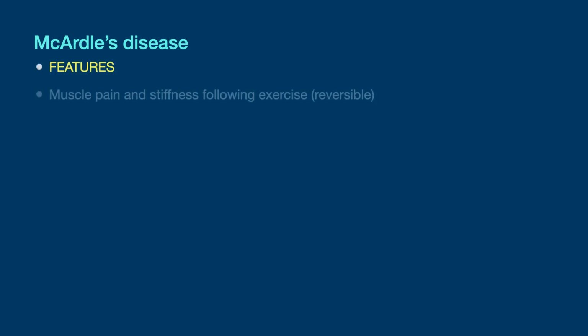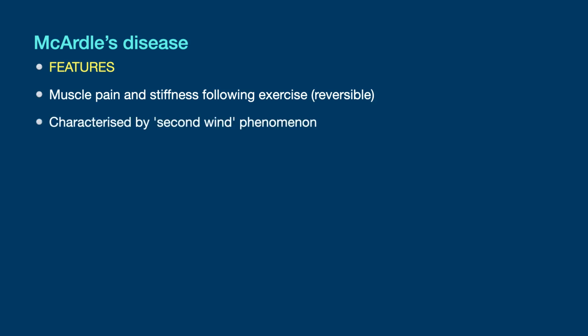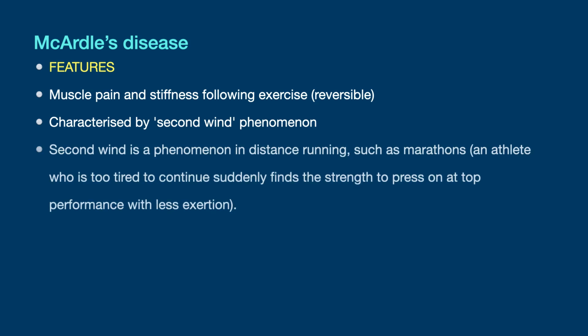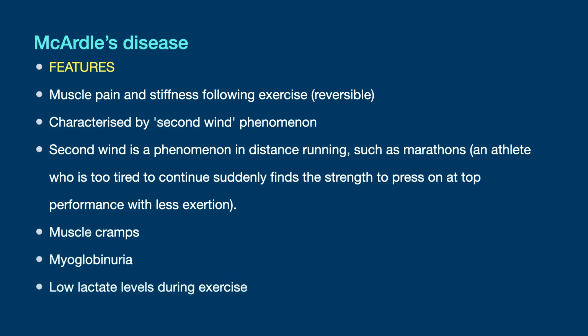Features include muscle pain and stiffness following exercise, which is reversible, characterized by second wind phenomenon. After about 8 minutes, most patients achieve a second wind and can then continue exercise with less difficulty. Second wind is a phenomenon in distance running, such as marathons. An athlete who is too tired to continue suddenly finds the strength to press on at top performance with less exertion. Other features that are seen include muscle cramps, myoglobinuria, and low lactate levels during exercise.